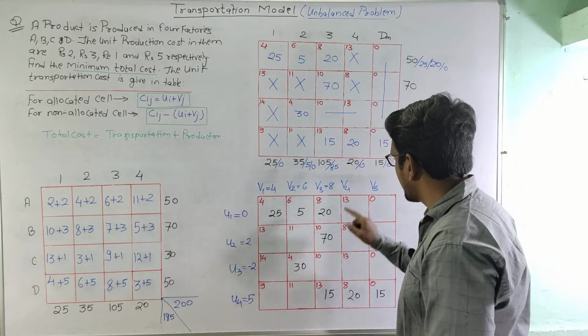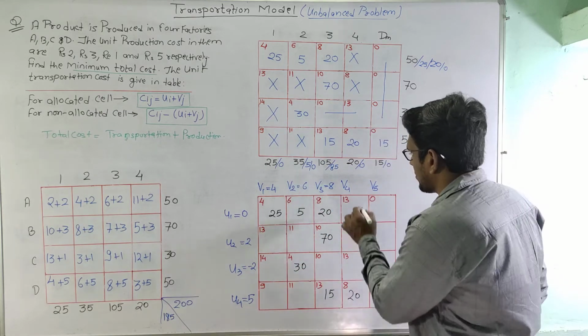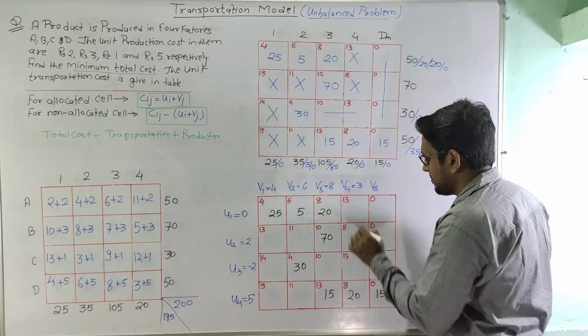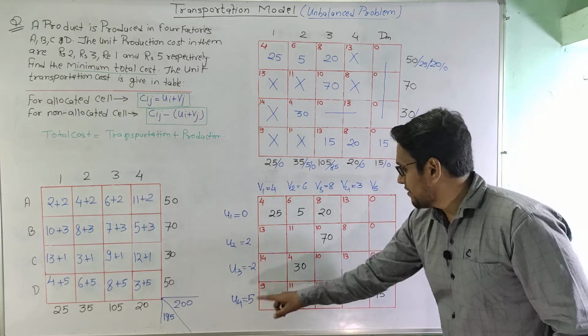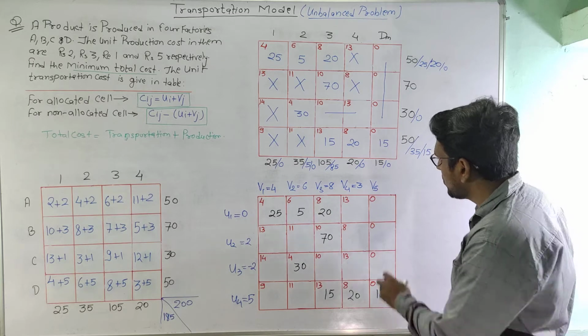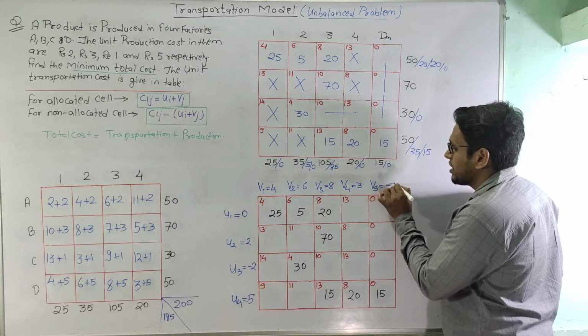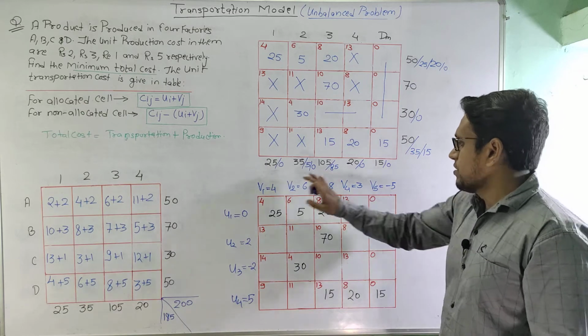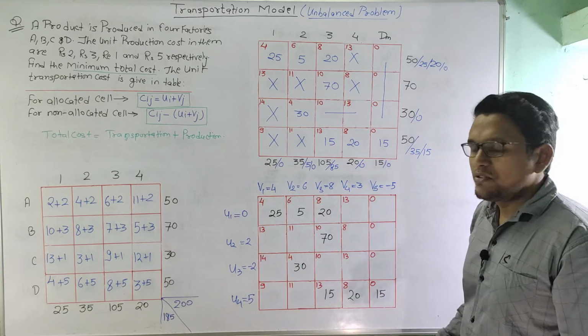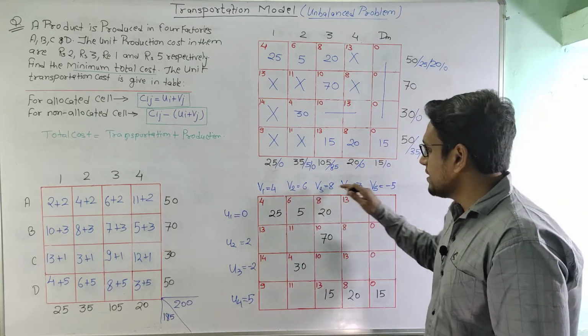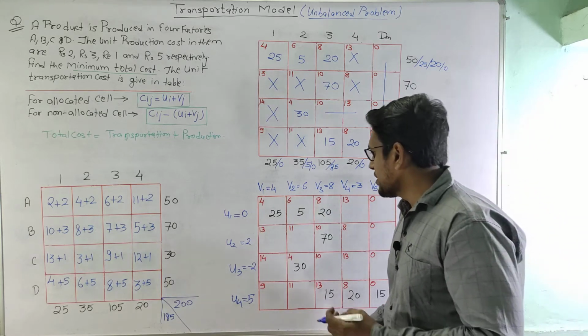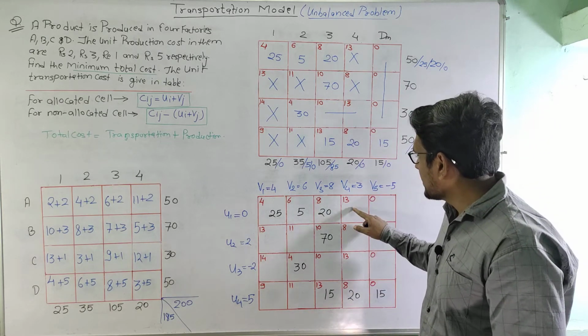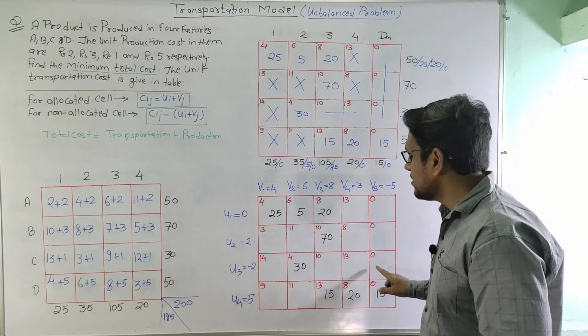And 5 plus what equals 8? So 5 plus 3 equals 8. And 5 plus what equals 0? So we can say that 5 minus 5 is 0. Now we have calculated all the values of the variables u's and v's. So we need to calculate the values at the non-basic cells.